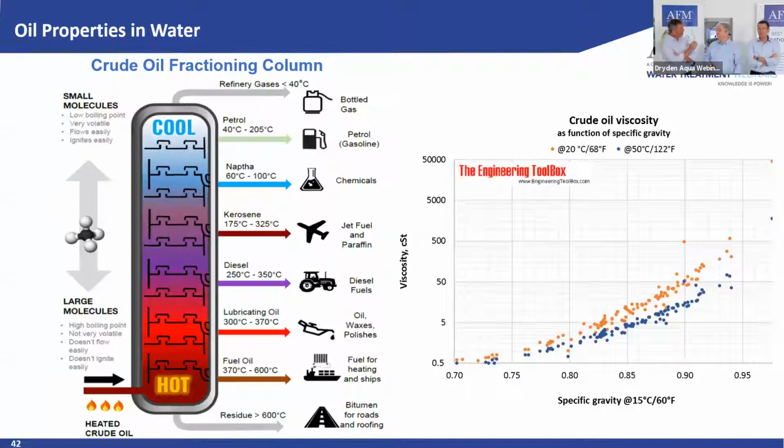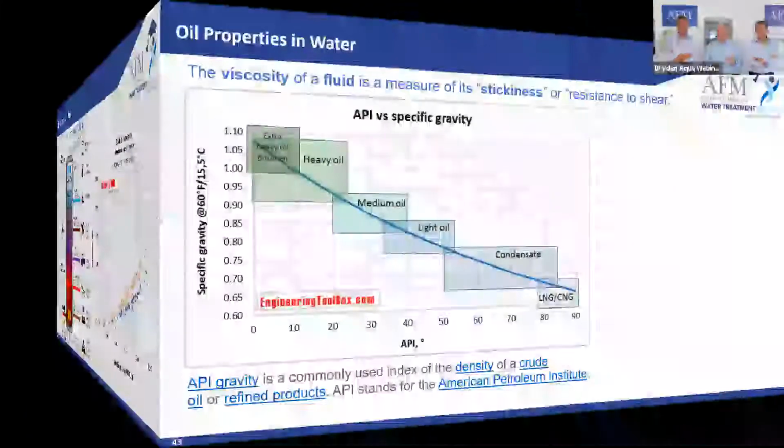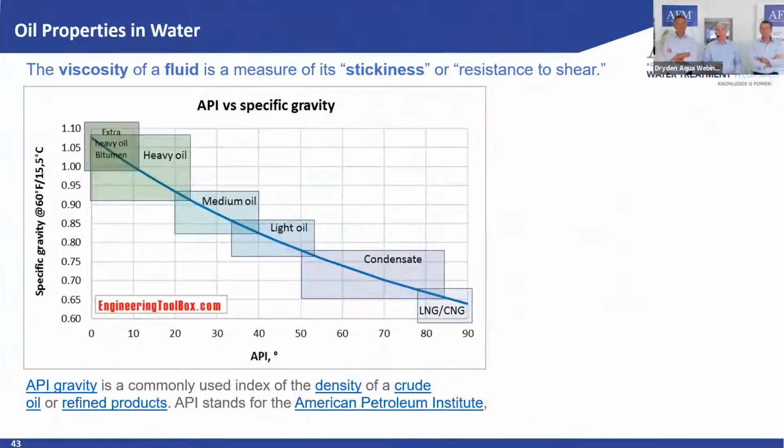So I think it's the viscosity, right? Exactly, the key is viscosity, because viscosity is kind of equal to sticking to the surface. Viscosity of a fluid is the measure of stickiness or the resistance to shear force. That's very important because we talk about filtration. We want to remove, in this case, not solids. They may be kind of solids, but they are liquid. We have different API grades.